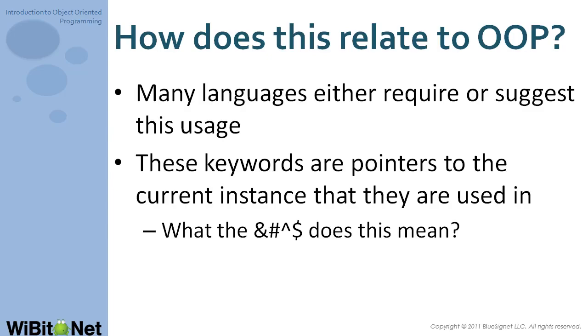A lot of these languages suggest this usage, as you were just describing. And these keywords are essentially, just to reiterate, pointers to the current instance. So when you write the code in your class definition and you want that object to refer to itself, you just say self dot property of object, and there you go.